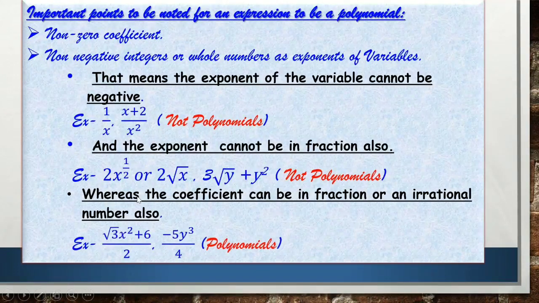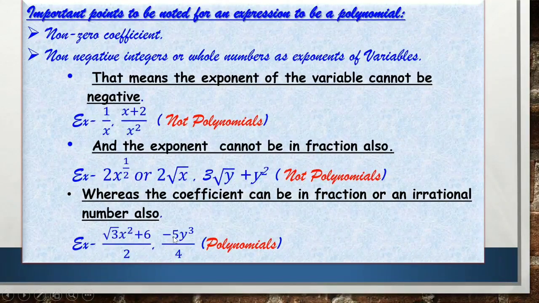I already told you that the coefficient can be a fraction or an irrational number also. These rules do not apply to the coefficient. The only thing for the coefficient is that it should not be 0. So if we see here root 3x square plus 6 upon 2, you might get confused that root 3 is there. But root 3 is the coefficient of the variable, so it can be a polynomial. We have to check the other conditions also, like the exponent on the variable should be a positive integer only. So yes, that is there, and this is a polynomial.